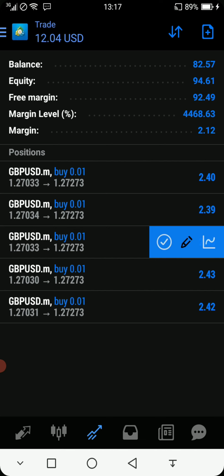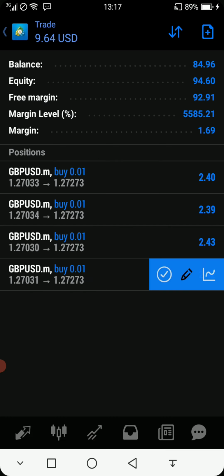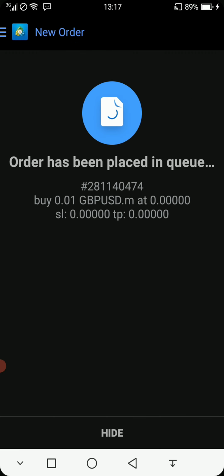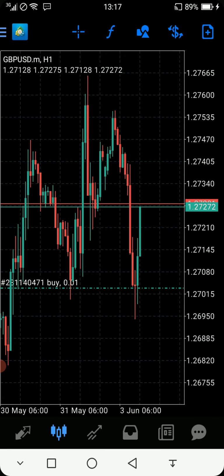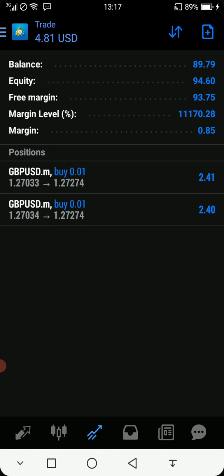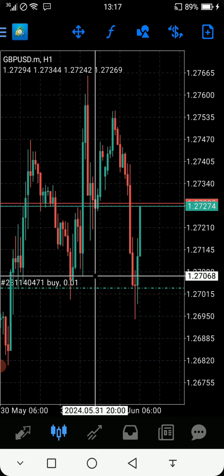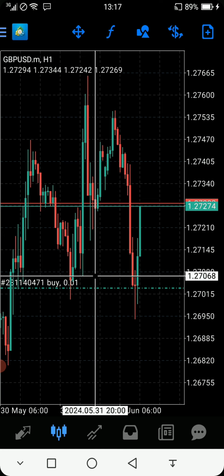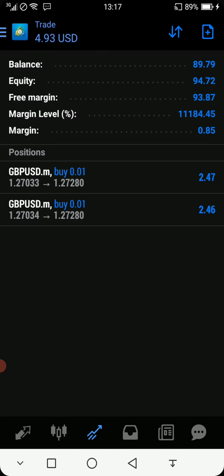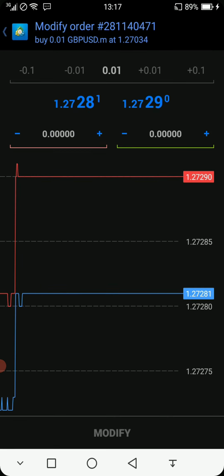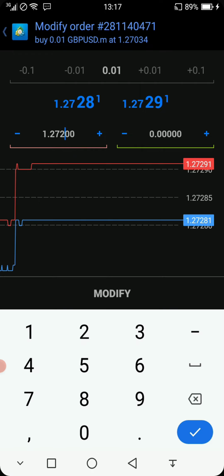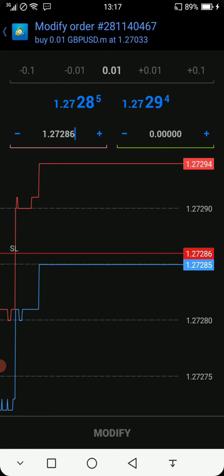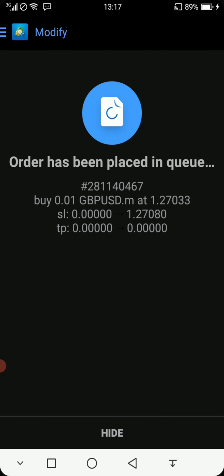So let me just TP some, and then I will let the other 2 trades run. Currently we are at 94 US dollars, guys. Now what we do is update our stop loss to above our entry, guys. So let me just take 27080. That is our stop loss. 27080, as you can see.